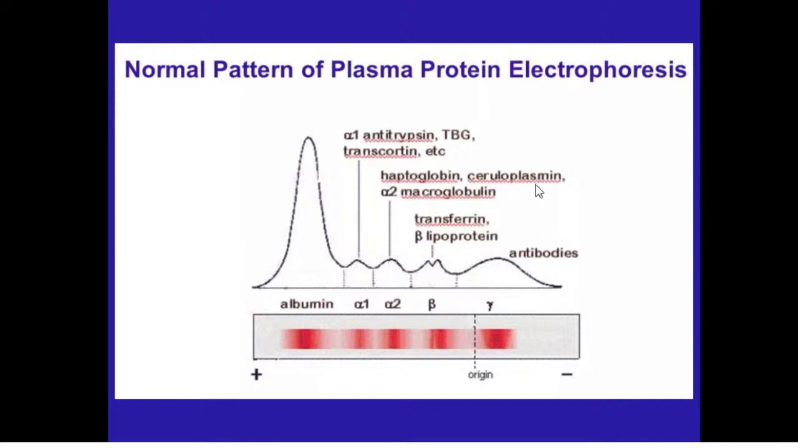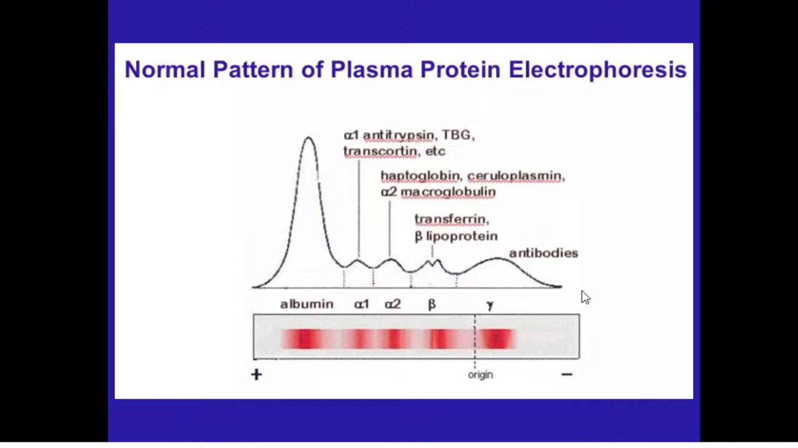And we know now that, for example, alpha 1 antitrypsin or transcortin, which is necessary to transport cortisol and other steroid hormones, or, for example, thyroxine binding globulins, they migrate with alpha 1 globulins. But haptoglobin, alpha 2 macroglobulin, and ceruloplasmin are present in the alpha 2 fraction. Due to this, you can see alpha 1, alpha 2. Beta globulins are represented by transferrin and the so-called fraction of beta lipoproteins.